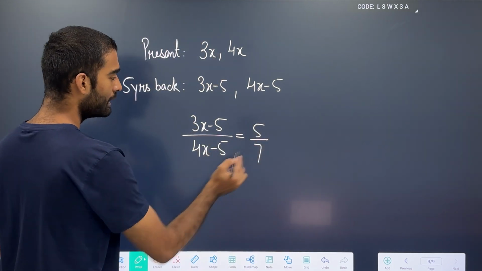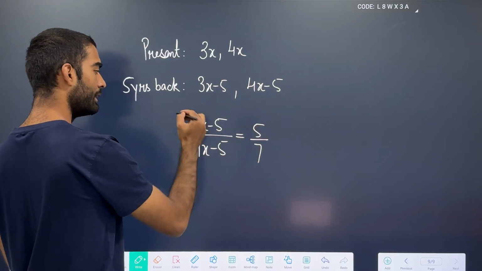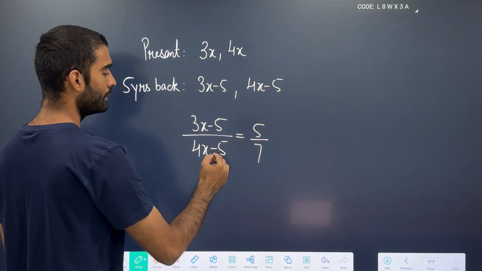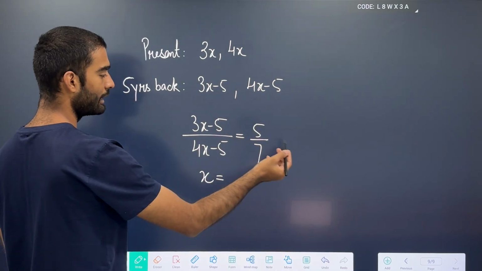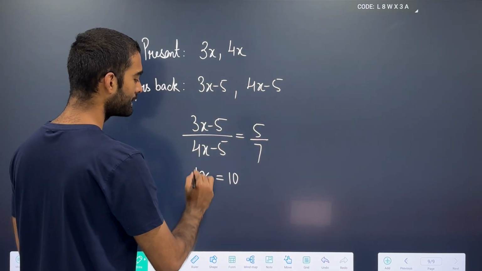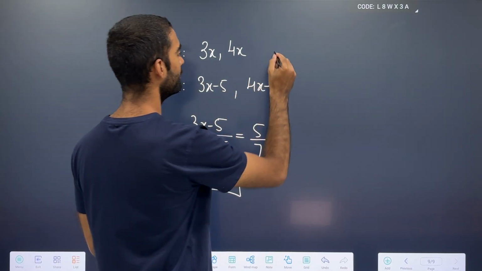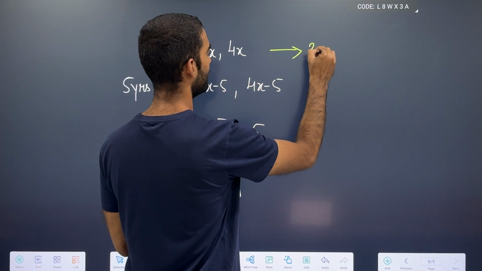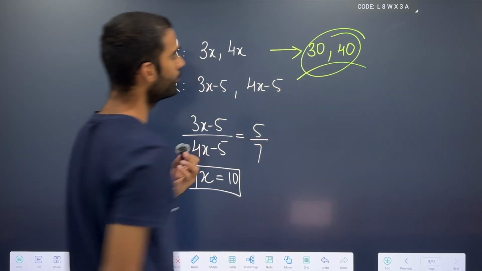So now you cross multiply this. So 21x and this will become 20x. If you bring it this side, this will become x. And this will become minus 25 and this will become minus 35. So if you take it that side, it's going to be 35 minus 25, which is 10. So x comes out to be 10. Therefore, the present ages can be written as 30 and 40. This is going to be your answer.